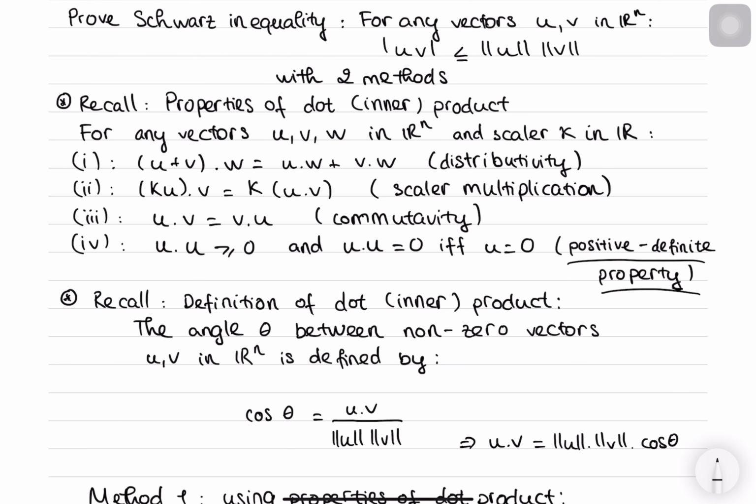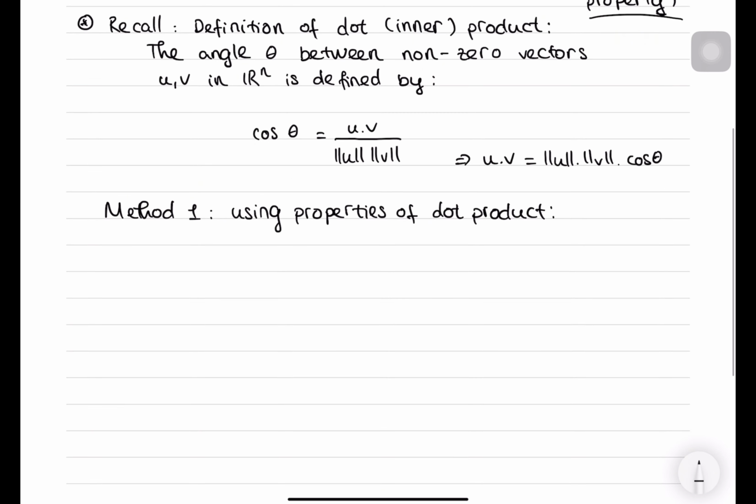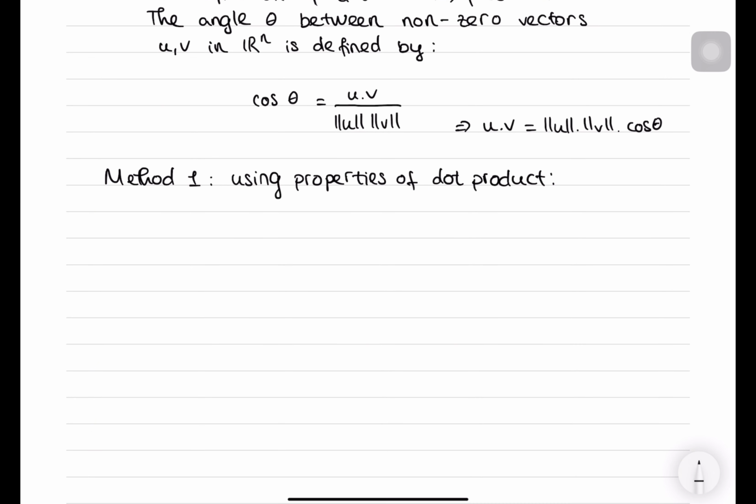Before going into the proof, I want us to have a look at the basic properties and definition of dot product. Please pause the video and recall before getting into the assignment. So now, let us prove the Schwarz inequality with two methods, starting with the first one by using properties of dot product.